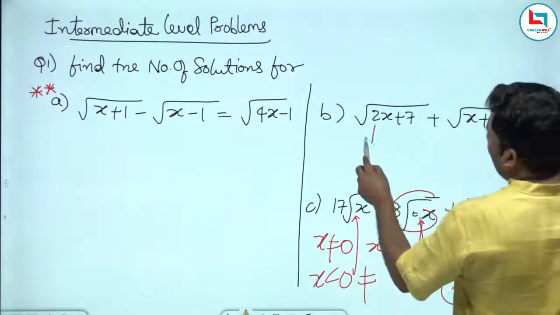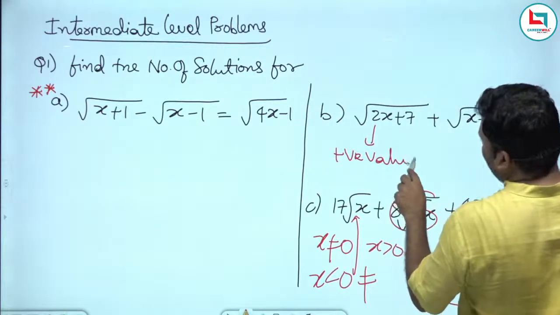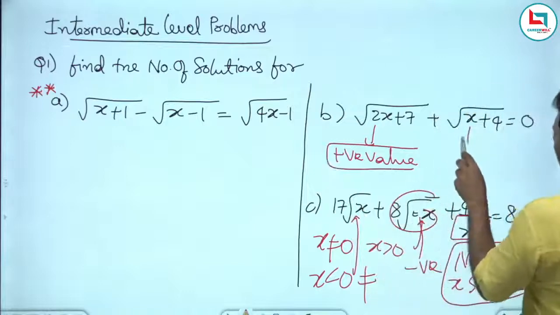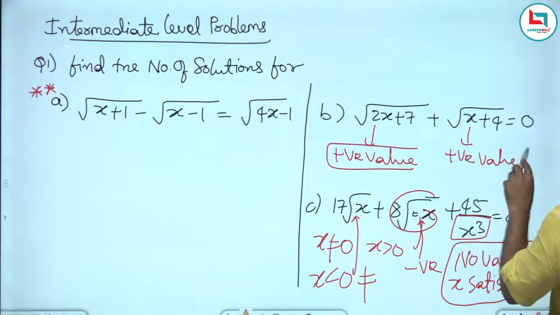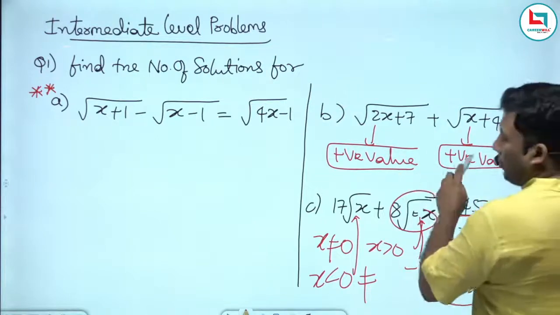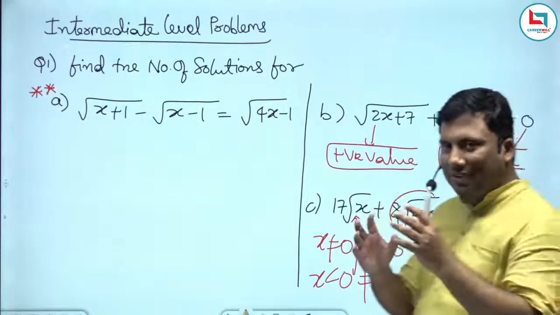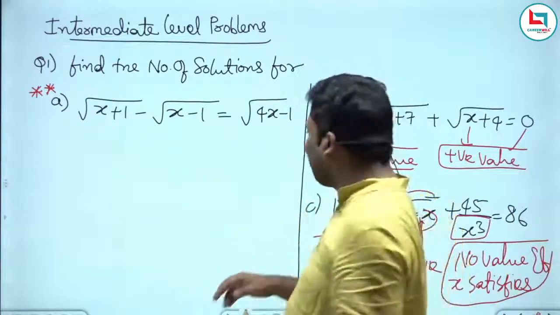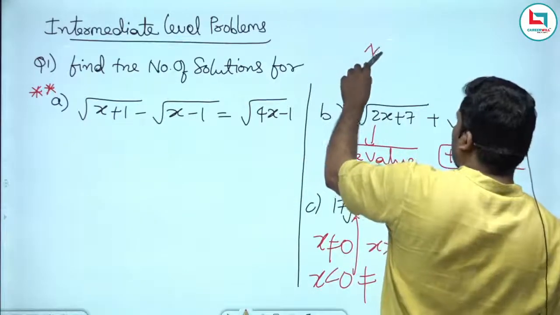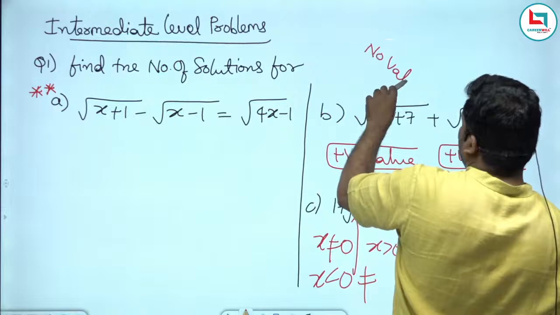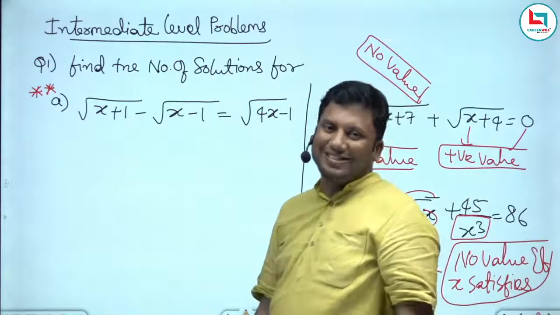Square root function always gives a positive value. So positive plus positive is positive. If you add two positive numbers, will you get equivalent to 0? No. Answer for the second question is no value of x satisfies this equation.